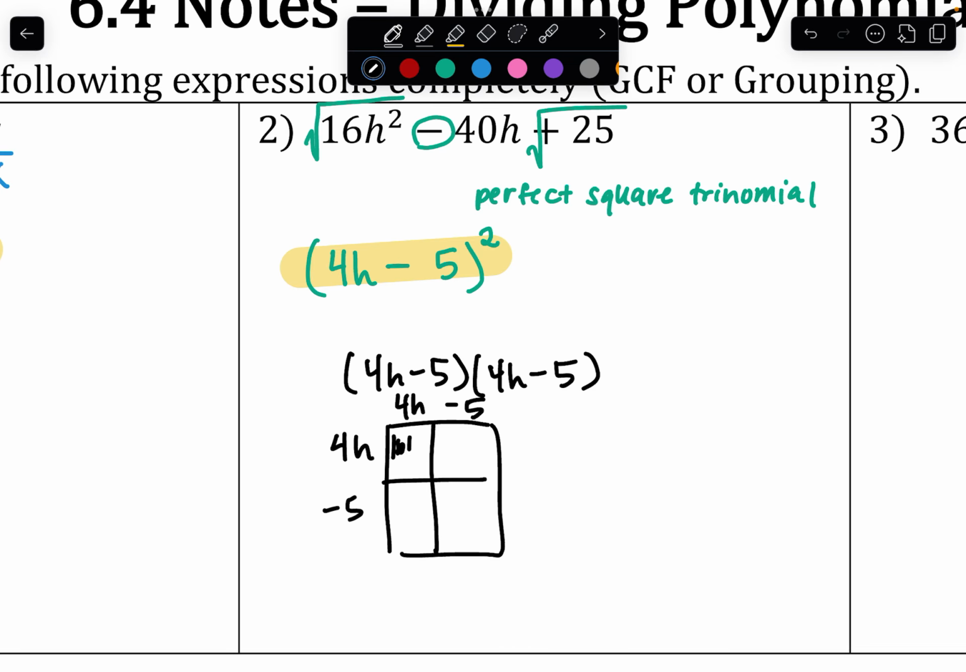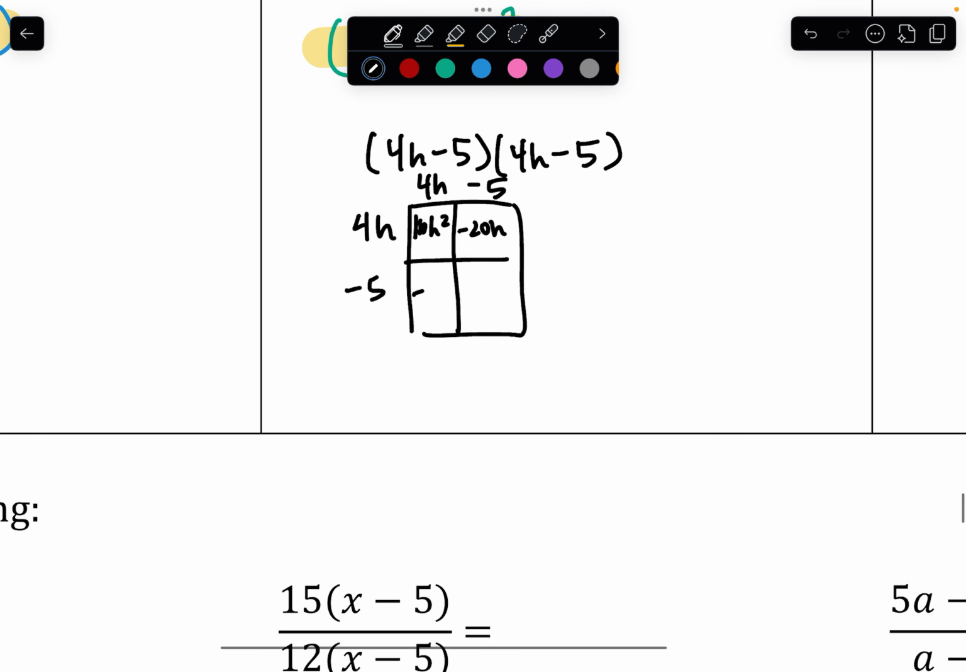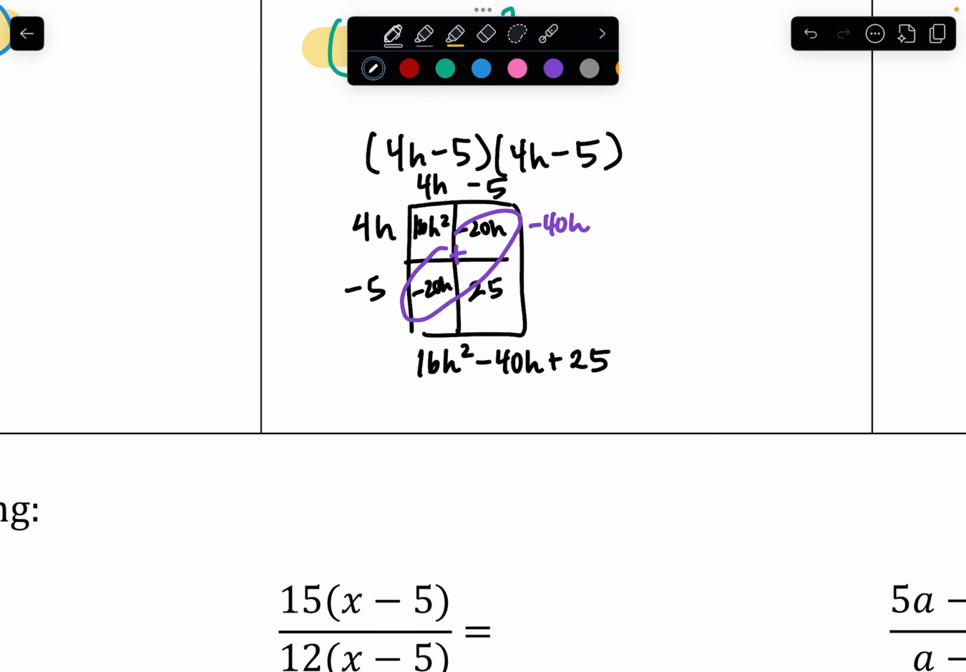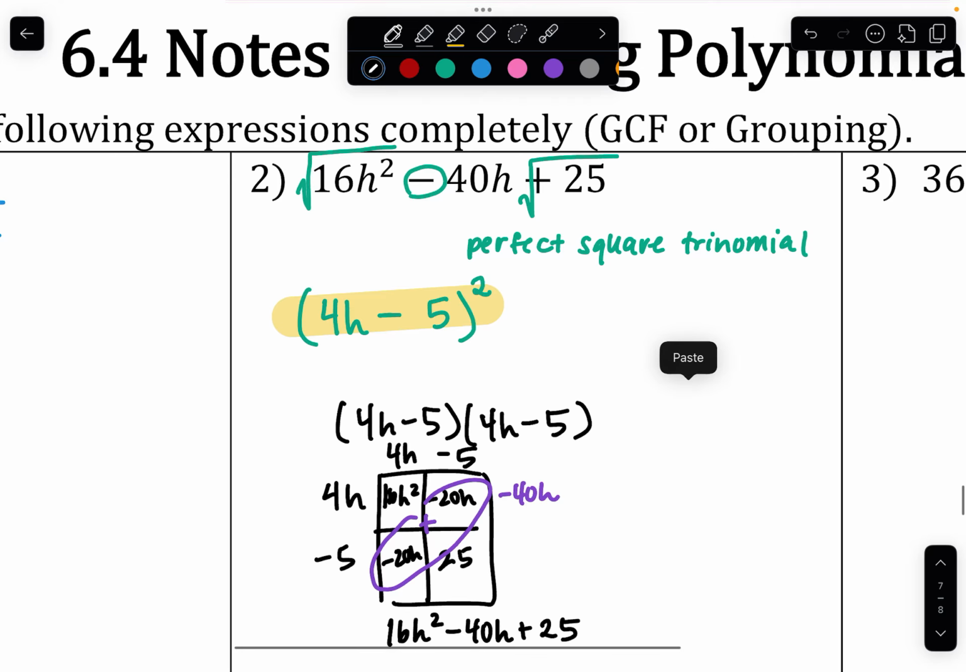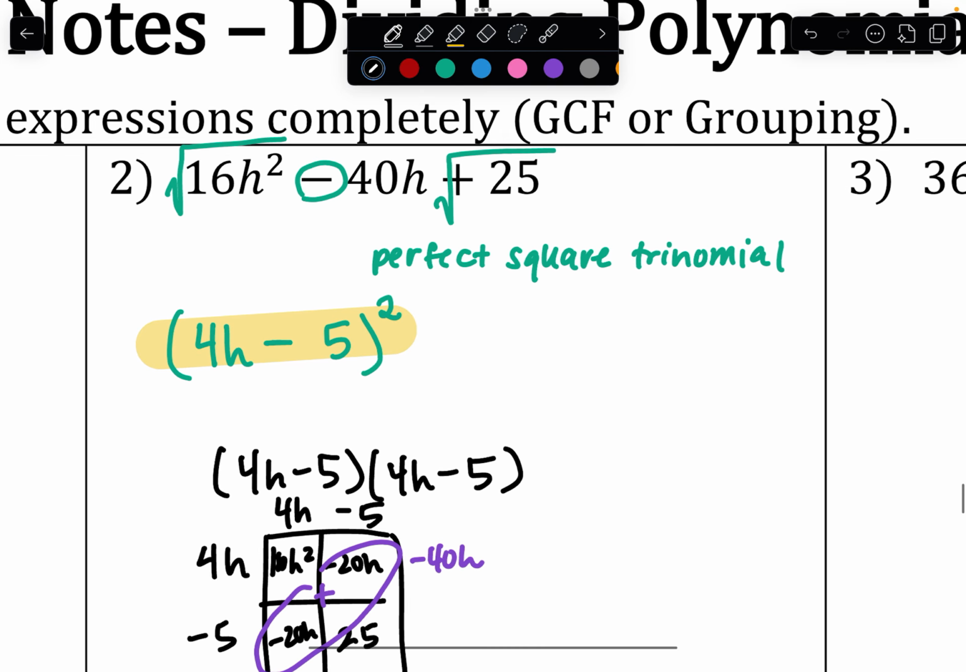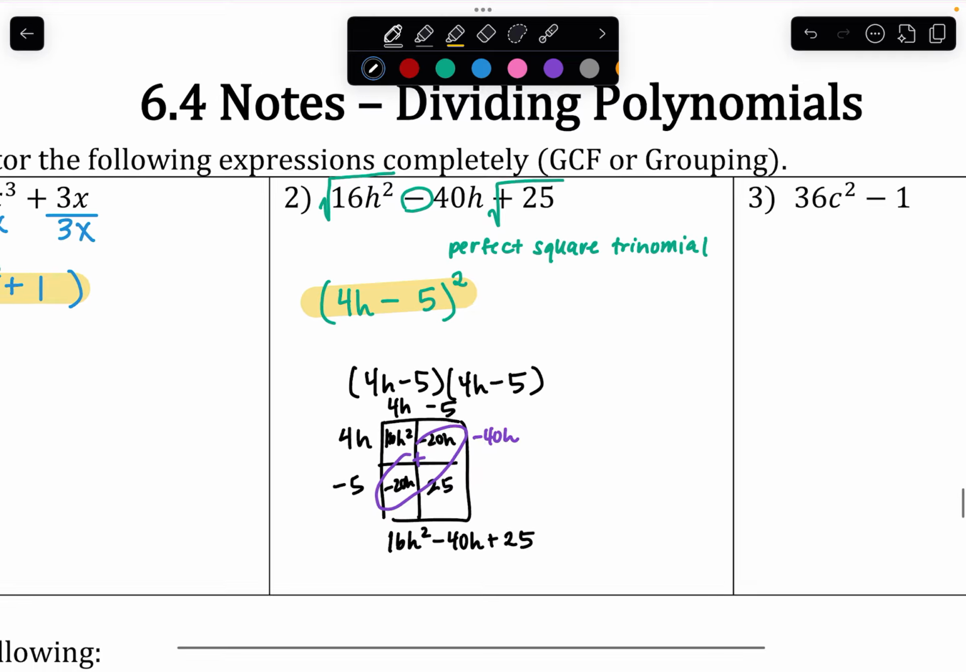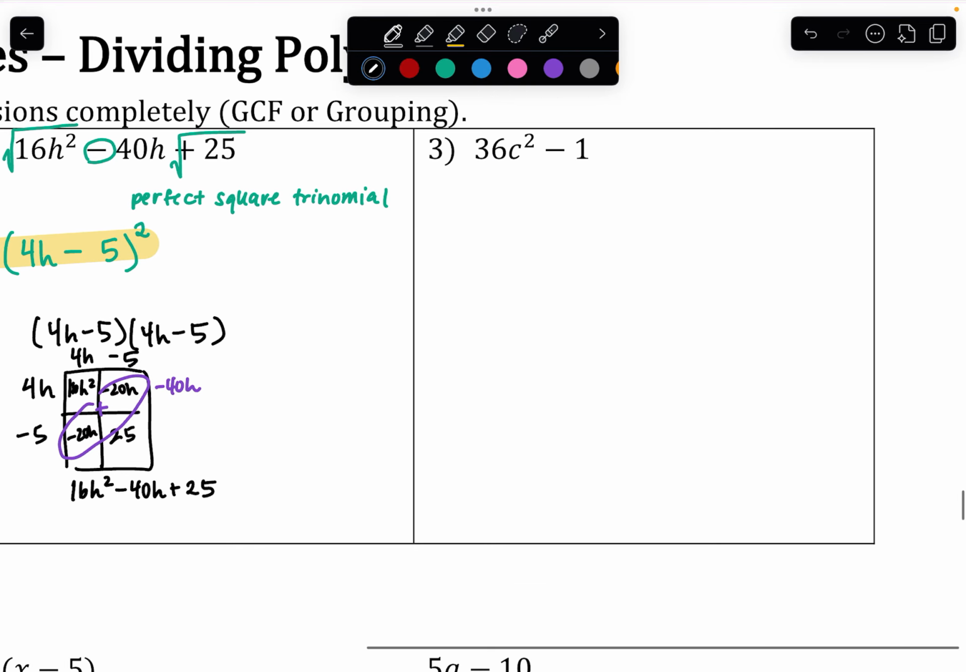would give me 16h squared, negative 20h, negative 20h, and then positive 25. When we add our like terms, we get negative 40h. And so my final answer would be 16h squared minus 40h plus 25. Okay, so that square root trick is just a shortcut for having to work with these very large numbers and factor by grouping. This next example is also a special case.